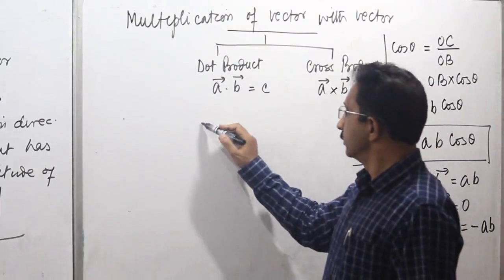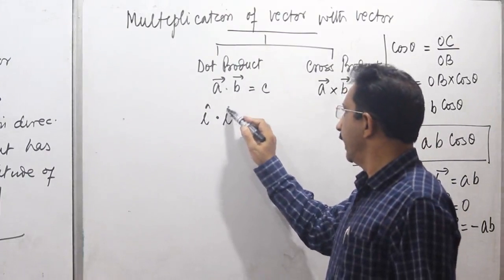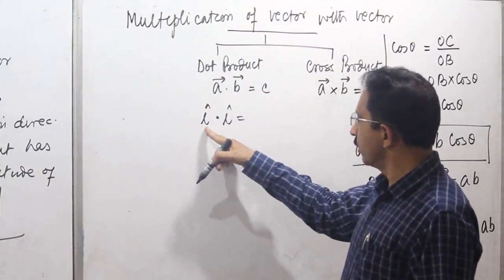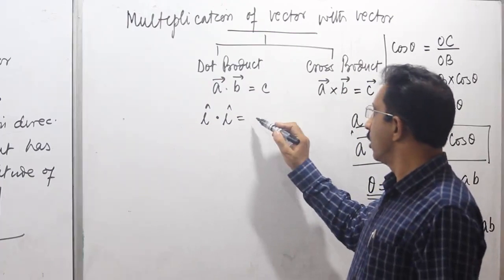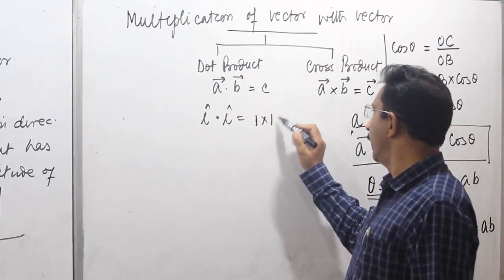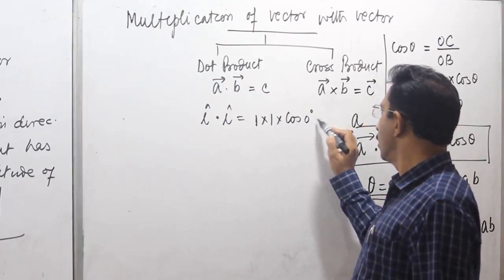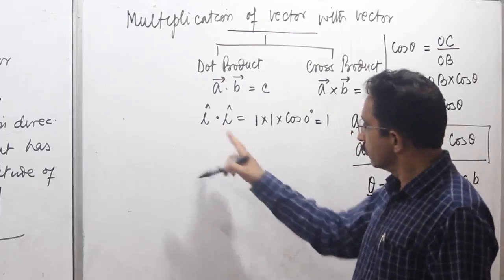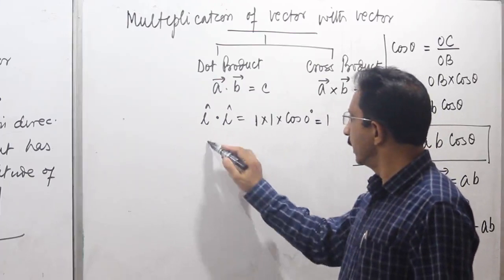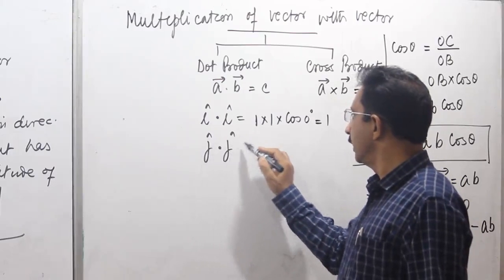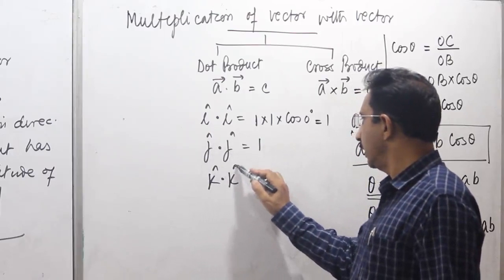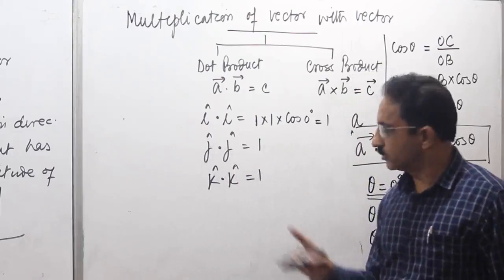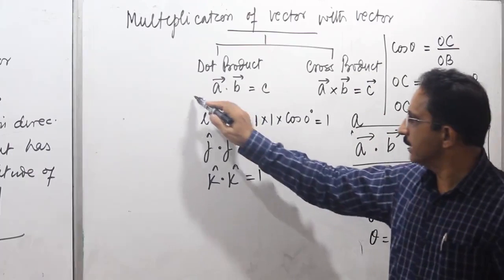तो अगर मैं standard components लेता हूँ, what would be i dot i? So it is magnitude of first vector, that's 1, into magnitude of second vector, that's 1, into cos of 0 degree. So it is 1 into cos of 0 degree. Cos of 0 degree, you understand, is 1. So i dot i becomes 1. Similarly, j dot j becomes equal to 1. Similarly, k dot k becomes equal to 1. So this one outcome is a scalar.